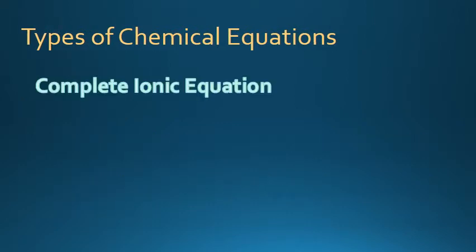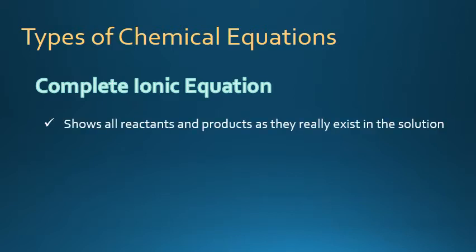The first thing that we do is we write a complete ionic equation. The point behind a complete ionic equation is that it shows us exactly what's going on in the chemistry. I mean, it shows everything. So we show all the reactants and products as they really exist. Take, for example, sodium chloride. You know that if you take sodium chloride and you put it in water, it's going to dissociate into sodium ions and chloride ions. So an aqueous solution would really look like how I've written the products.